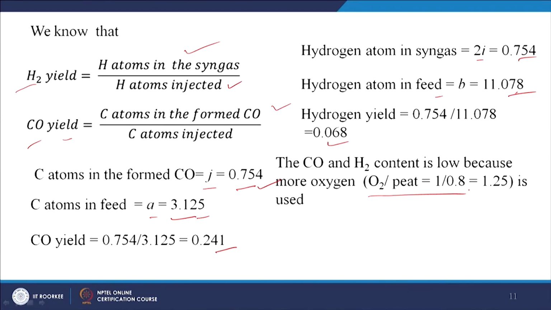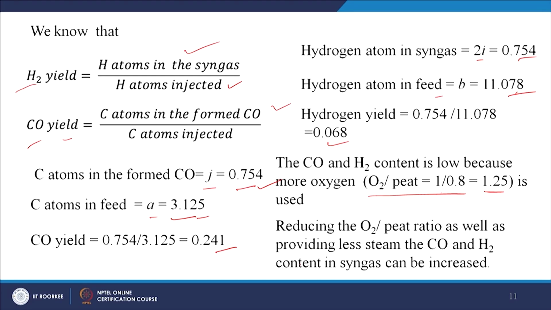You see in this case the oxygen by peat was 1.25, or peat by oxygen was 0.8, which is in the higher range. 0.68 is the typical value we had discussed in the case of coal gasification, here it is 0.8. So more oxygen is provided, CO is converted to CO2, that is why we are getting less CO and H2. By reducing the oxygen by peat ratio as well as providing less steam, the CO and H2 content in syngas can be increased. So now the whole problem is solved.